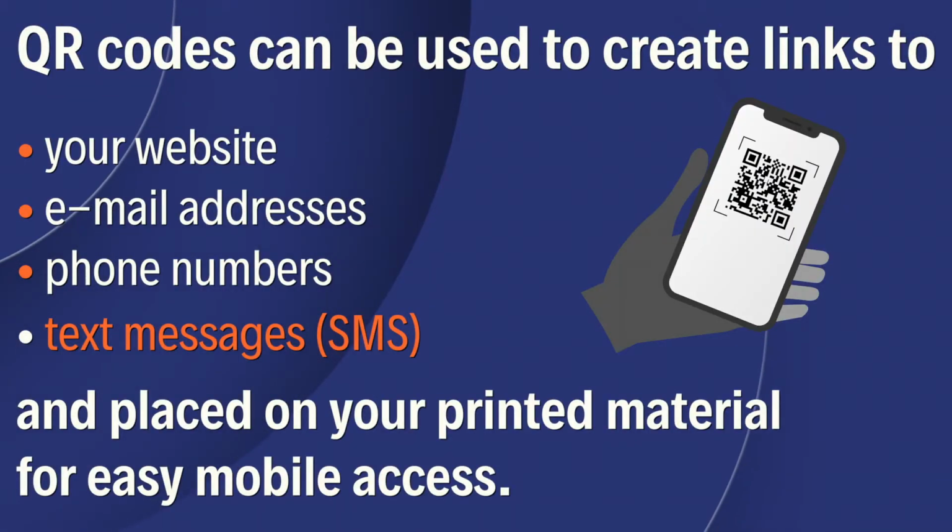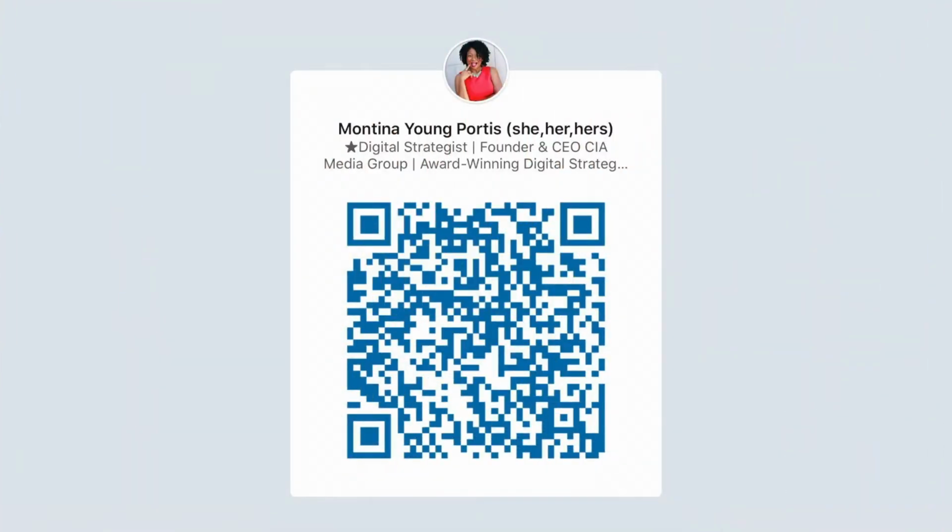QR codes can be used to create links to your website, email addresses, phone numbers, text messages. They can be placed on your printed material for easy mobile access. And you can connect with me right now and see how it works right here. Just open the camera on your phone and point it directly at the picture that you're going to see on your screen. We're going to pause it just for a second so you can do it.